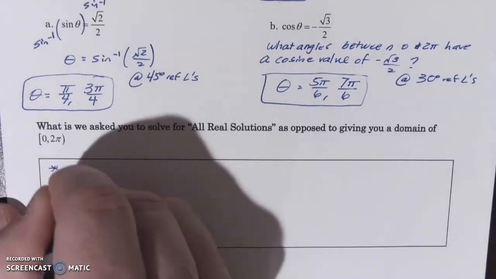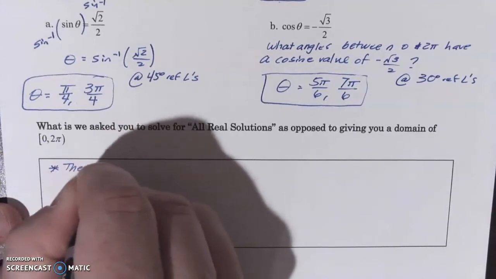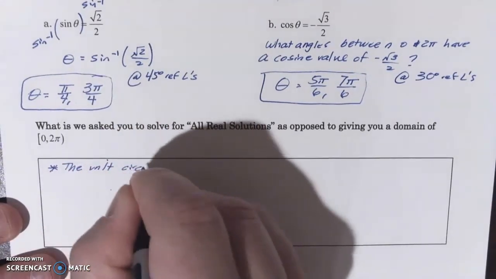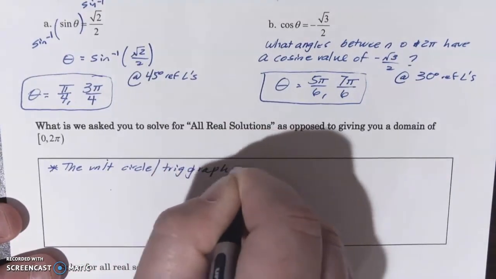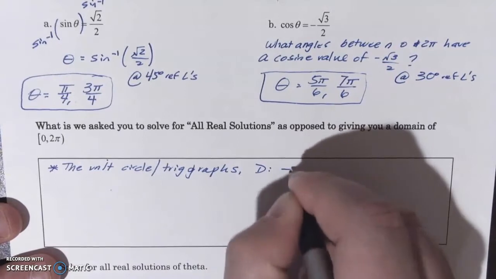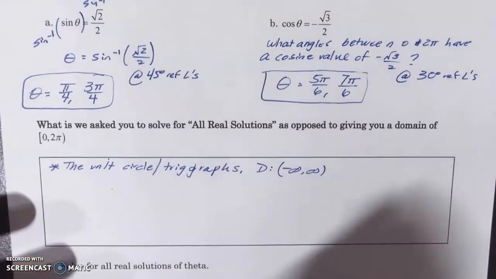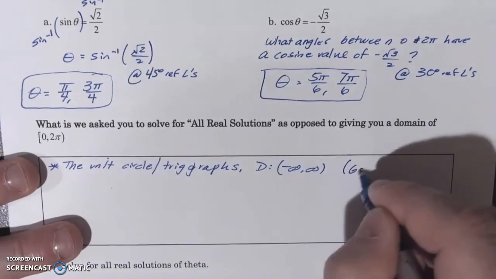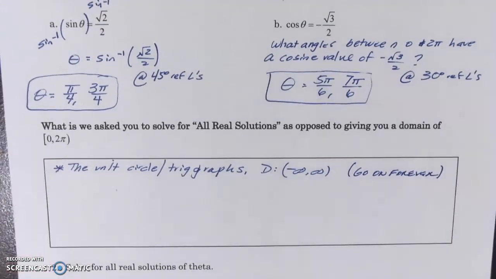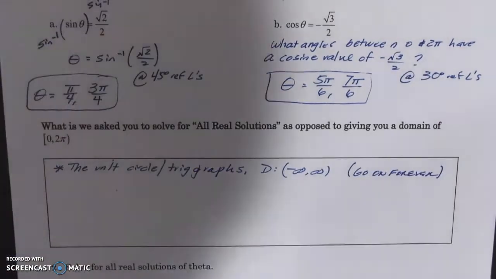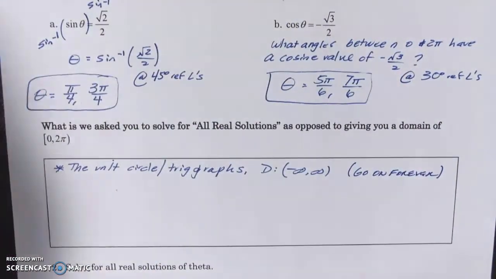As we know, on the unit circle or trig graphs, the domain is negative infinity to positive infinity. It will go on forever. Okay? So if we asked you for all the possible solutions, there would be an infinite amount of them.